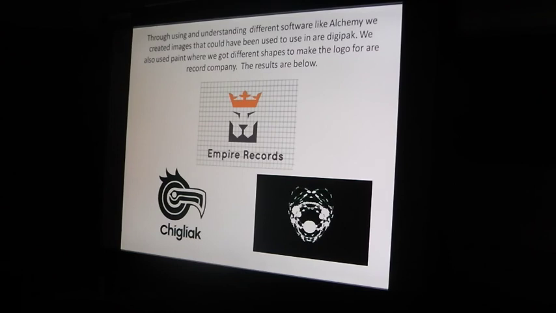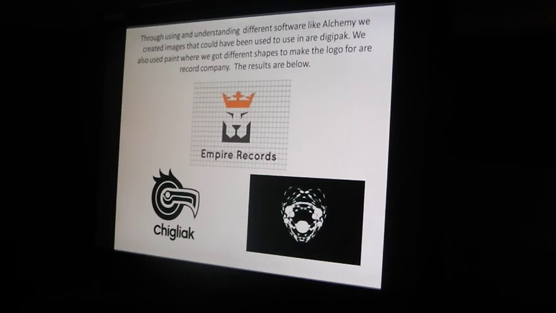If you look at the two on the bottom, there are two drafts. The one on the right was made in Alchemy, which we could have used for something inside the digipack, but I don't think it went for us. It's an interesting image, but I don't think it suits the rap video we're trying to do. And the one on the left was something we made for being a record label, but again I don't think it really suited rap music. It kind of looks like something a petrol station would have.